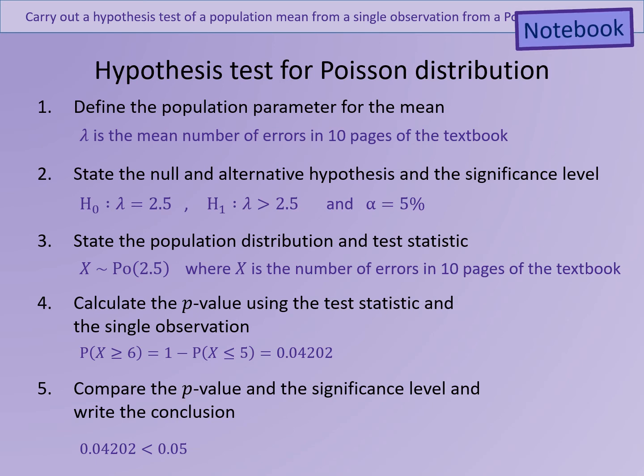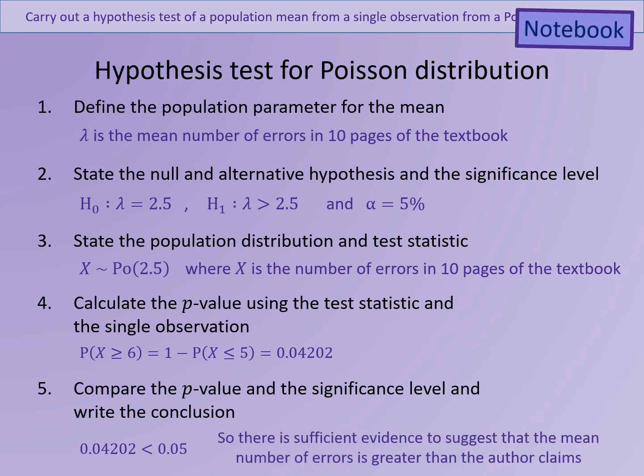So because this is less than the significance level, we can say that there is sufficient evidence to suggest that the mean number of errors is greater. So in other words, there is sufficient evidence to suggest that we reject the null hypothesis. Remember that these conclusions must not be absolute. We can only claim that there is sufficient evidence. We cannot claim that something is definitely correct or definitely incorrect.